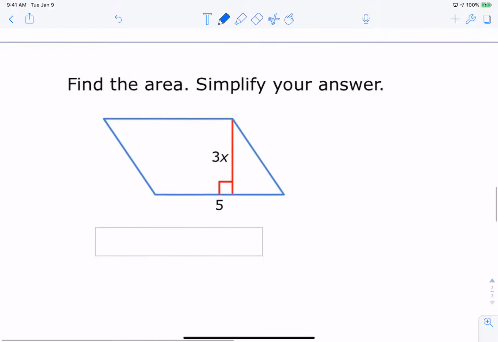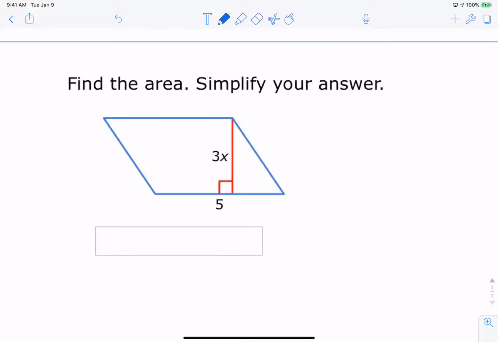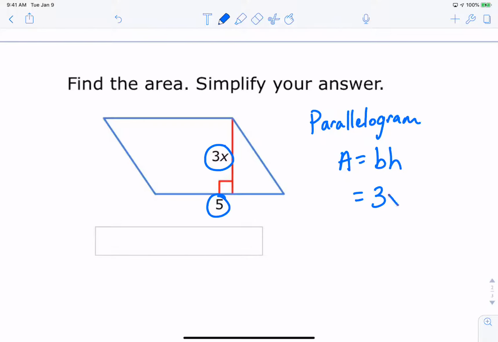All right, and then here, find the area. Well, this is what we call a parallelogram, and it's the same formula as a rectangle. So area equals just the base times height. So we're going to just do 5 times 3x, or we can reverse it around, doesn't matter. So 3x times 5 is just going to give us 15x. So our area of the parallelogram, same as a rectangle or a square, is just base times height or length times width, so just 15x. So hopefully this helps you with your Y.2 IXL.